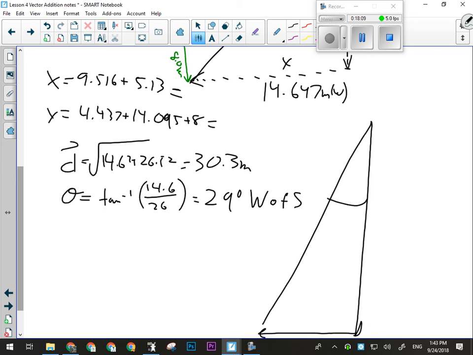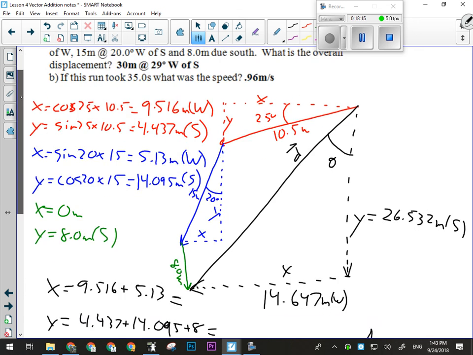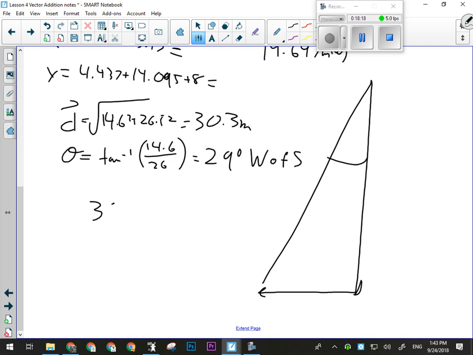Okay, so two significant figures here, I think, is all we have, right? Yeah, 2. The 15 meters only has 2. Okay, so we're looking at 30 meters at 29 degrees west of south, or at 61 degrees south of west.